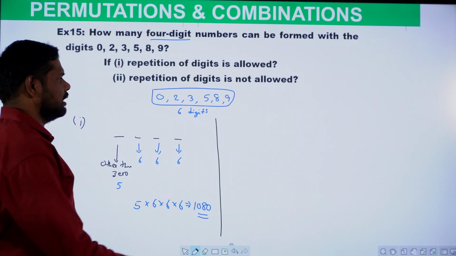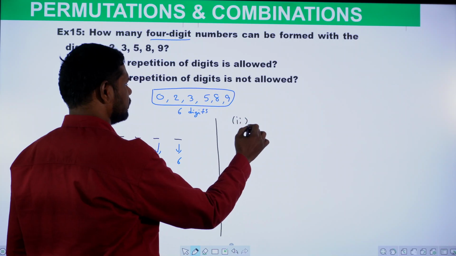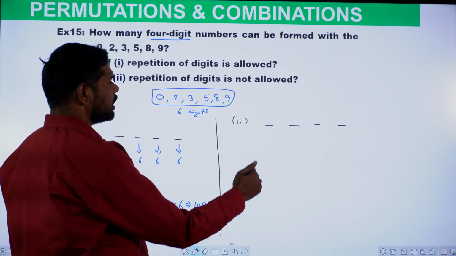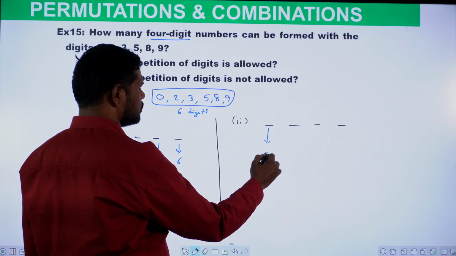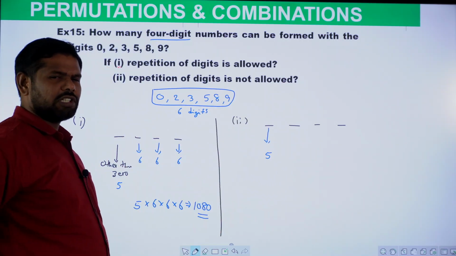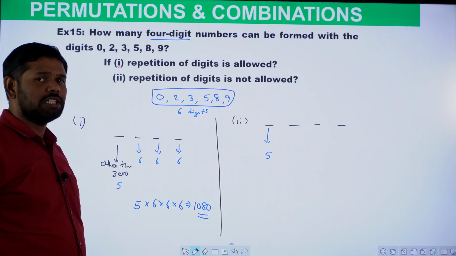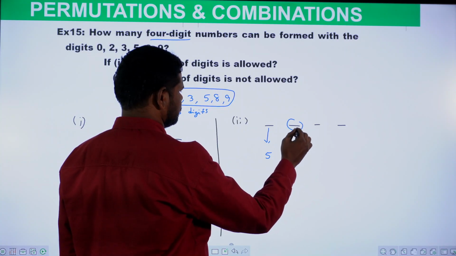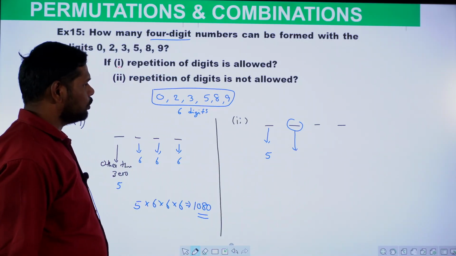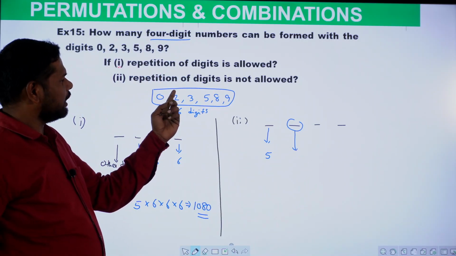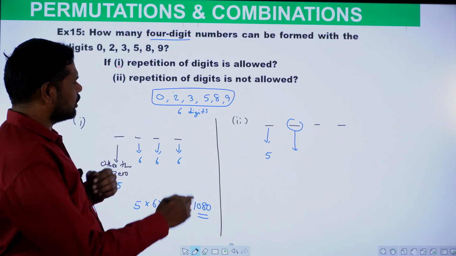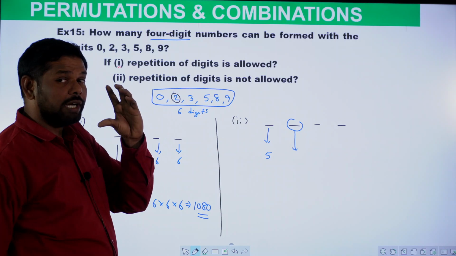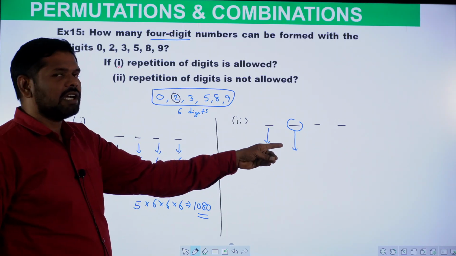And the second case: repetition of digits is not allowed. Again, this one is also important. For the 4 places, at the starting place we can choose any one of the 5, because if we use 0 at the start, it does not become a 4 digit number. But in this second case, just observe here. Suppose I used 2 here. Then 2 is already used, and the remaining digits are 0, 3, 5, 8, 9, so 5 digits are there. I can use any one of the 5 again.